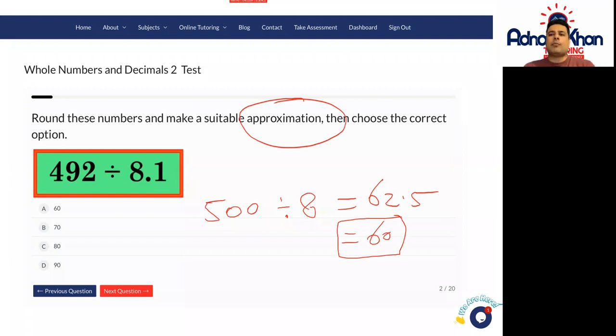So why do we use these approximation questions? It's because if you're trying to work out a question in your head very quickly, you can round the numbers up and down and just approximate your answer to come close to the answer, knowing what the answer roughly would be.